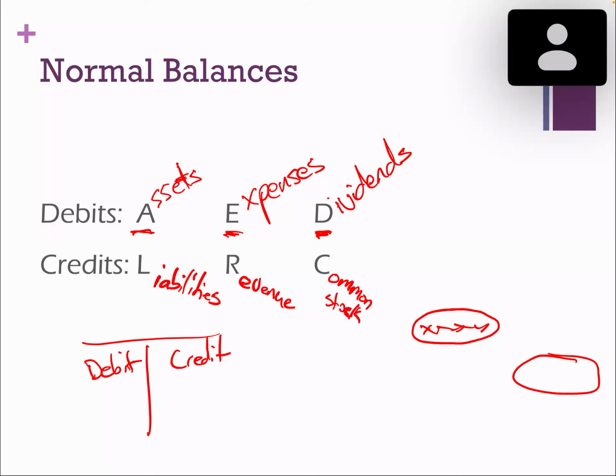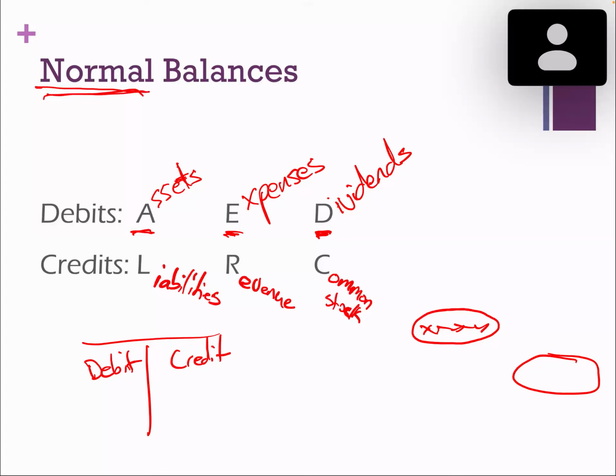So to increase any of these three accounts, you credit those accounts. They also have what we call the normal balance. So at the end of a period, your assets are always going to have a debit balance unless you mess something up, or your revenue is always going to have a credit balance, or your common stock is always going to have a credit balance. Okay, that's what we mean by normal balance.